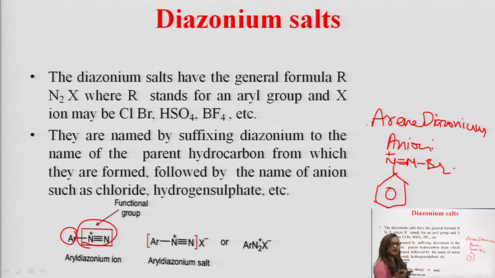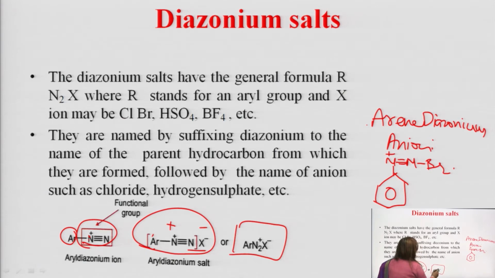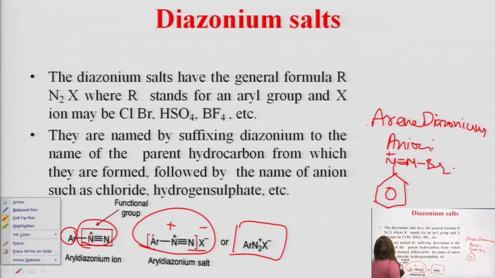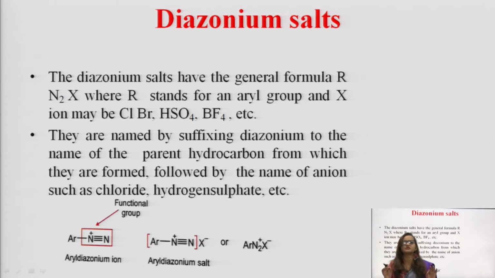Why are we saying it is an ion? Because it has a positive charge, no anion is there. Now it becomes a salt because a positive as well as a negative charge are both there, so it becomes aryl diazonium salt, or the general formula we can write as ArN2+ X-. So I think you have understood what diazonium is. Again I am repeating, diazonium is nothing but N2, N triple bond N, and if it is attached with any anionic group, then it becomes a diazonium salt.